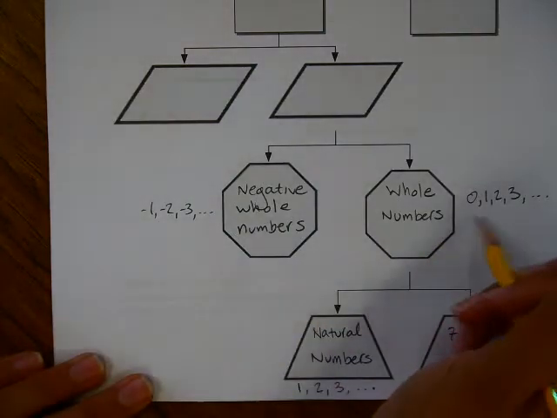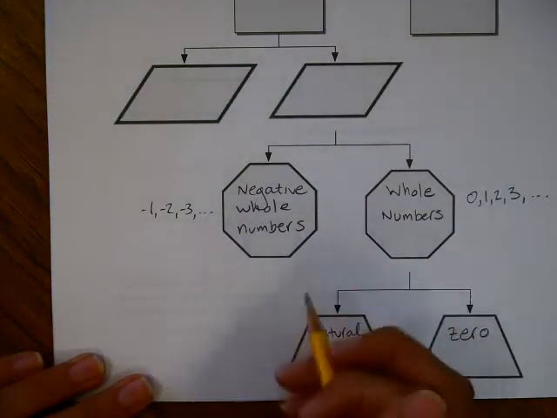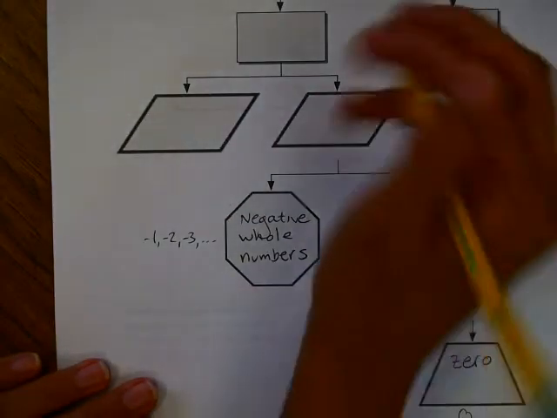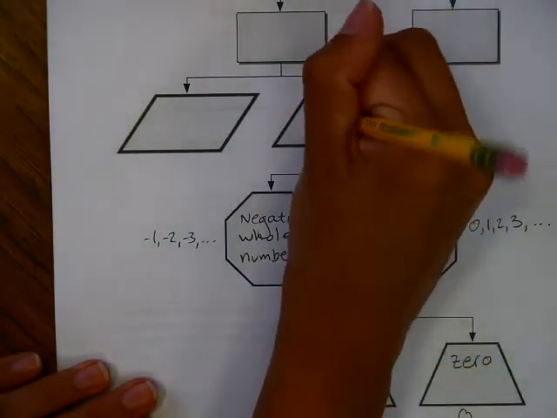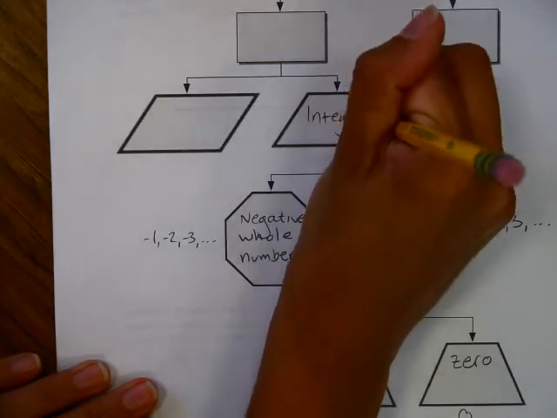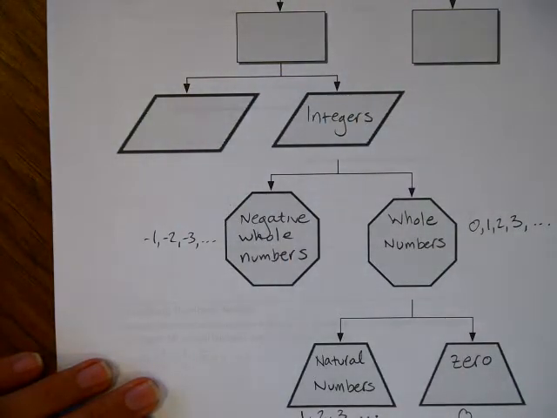So now you take your whole numbers and your negative whole numbers, put it all together, and that is what creates our integers, which is a word that you've used probably a ton in your math career. So all of our positive and negative whole numbers together.